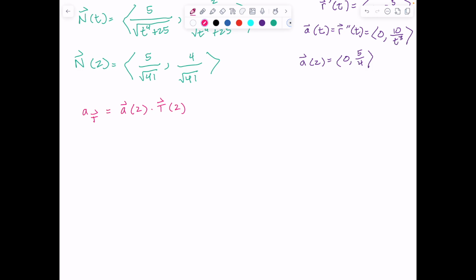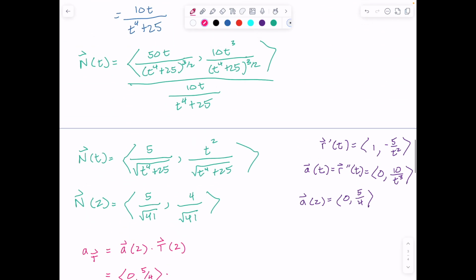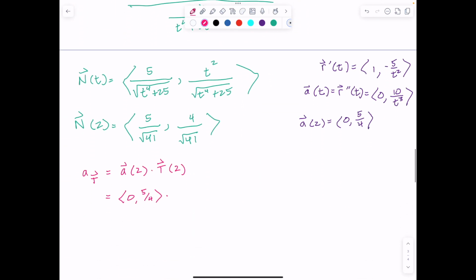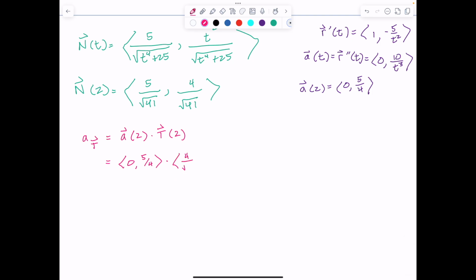So we will have 0, 5/4, dot, and t, remember at 2 is over here, 4 over root 41, and negative 5 over root 41, and that will be 0 minus 25 over 4. So we'll get negative 25 over 4 root 41.